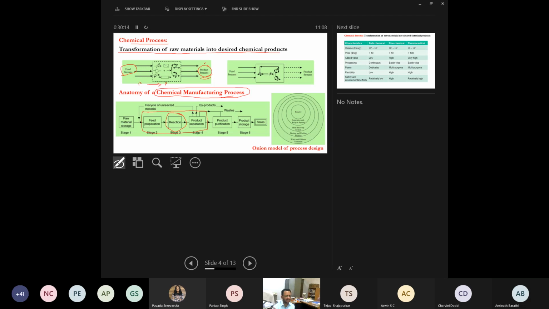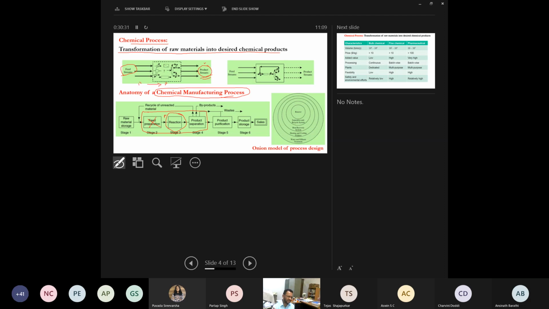So you have feed and the feed is entering. So you may neglect this also. Okay. So raw material is sent to the reactor. After reaction, you get the product. Okay, it may be a complete conversion or incomplete conversion.